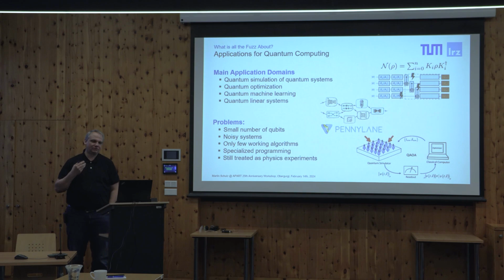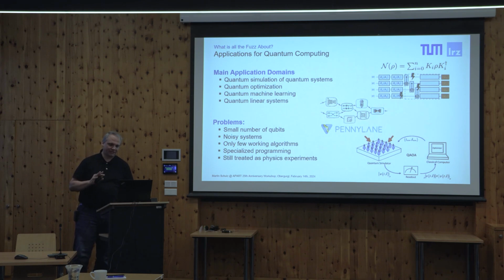Because if you have noise, you have to do it even more often to get statistically something that's useful. Only very few algorithms. Programming works totally different. To be honest, I have not myself fully understood how this really works, how you take a problem and map it into the quantum space, because it's really a different way of thinking. And at the end, these systems basically are still physics experiments, right?